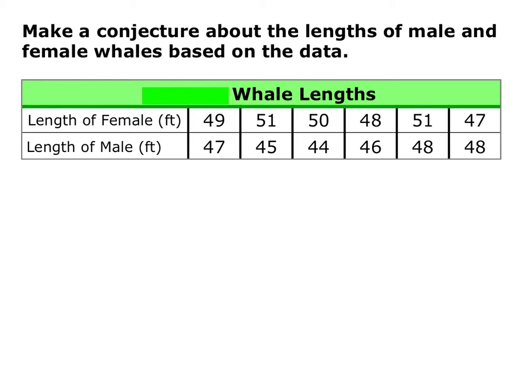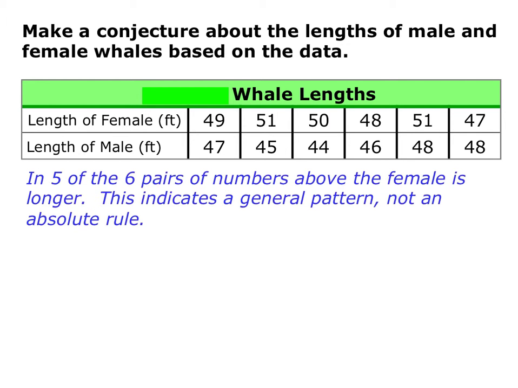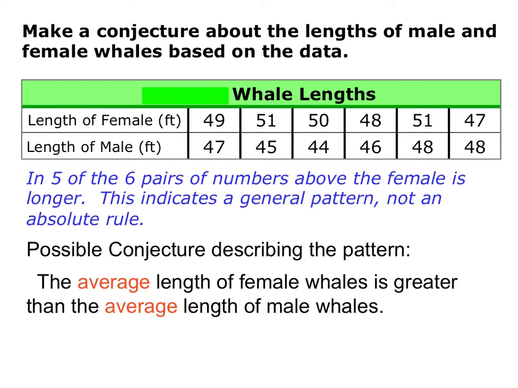We're going to just go with Connor's idea? Don't want to think of anything yourself? Right, the other idea I had was if you averaged all the female whale lengths, you're going to get a number that's greater than the average of the male whales. So we can't give an absolute rule for all of that data, but there's kind of a pattern there. So perhaps a little bit more out in the world kind of conjecture.